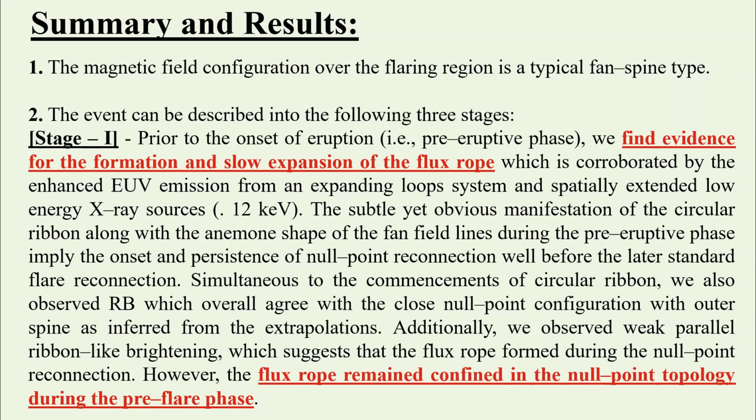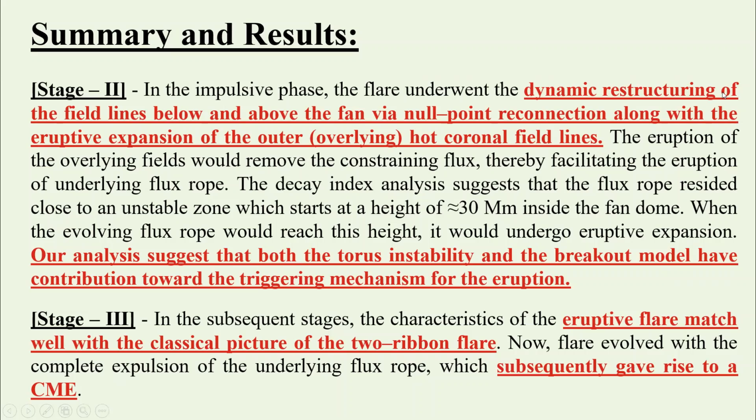In the second stage, we have the dynamic restructuring of the field lines below and above the magnetic null point, along with the eruptive expansion of the hot coronal field lines. In this case, we have reconnection at the null point and restructuring of the field lines, and simultaneously we observe the circular ribbon pattern. In our analysis, we suggest that both the torus instability, a kind of instability which triggered the eruption, and the breakout model contributed together to the triggering mechanism of this flux loop eruption.